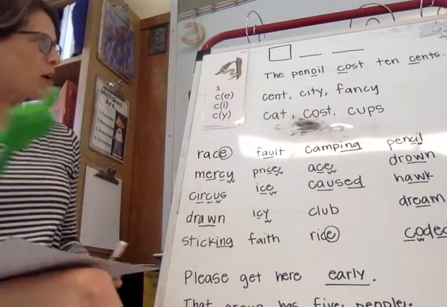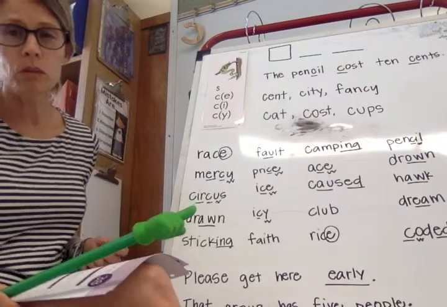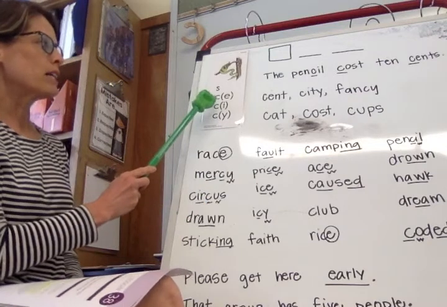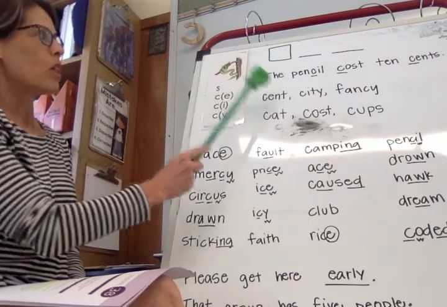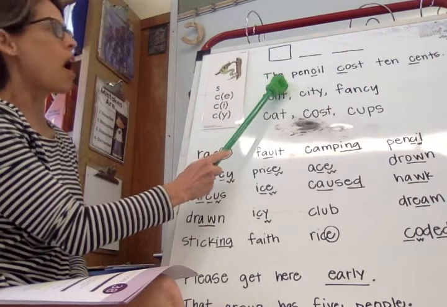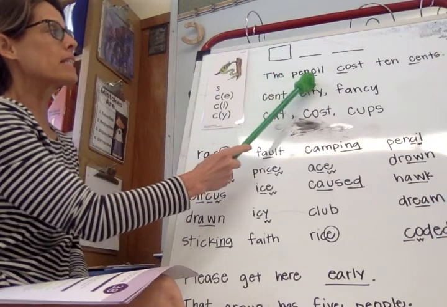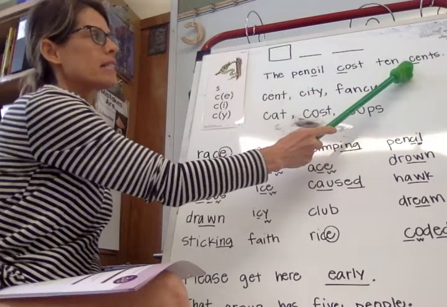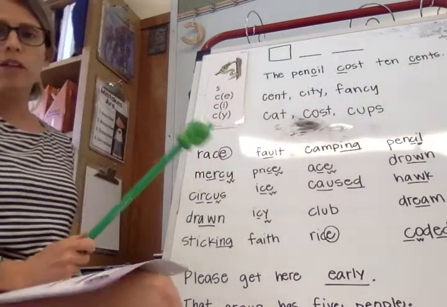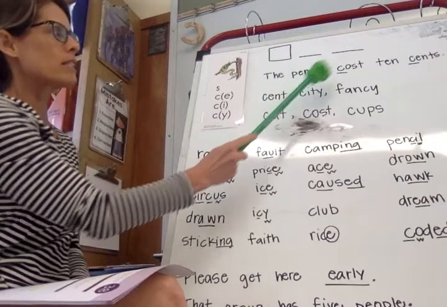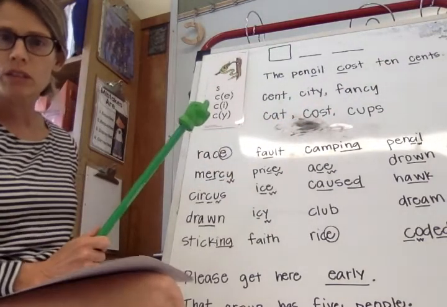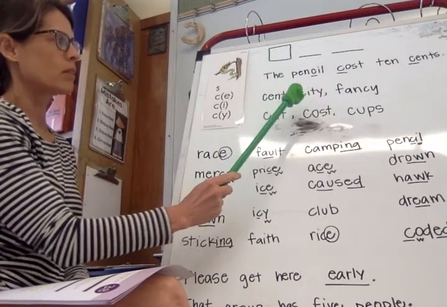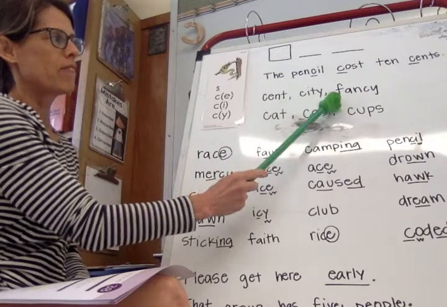All right, boys and girls, we have a tricky thing to learn today. We have a new sound. We have the C sound. So let's read our sentence. The pencil cost 10 cents. You may have noticed that when we came across this C, it made different sounds. Let's take a peek and see what's going on. We have cent, city, fancy.